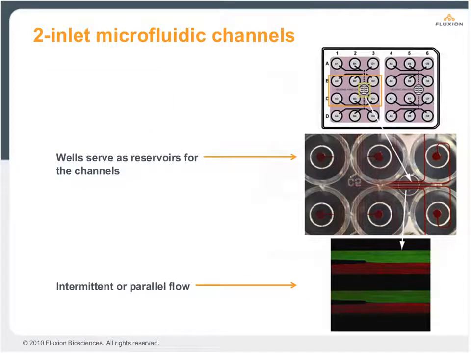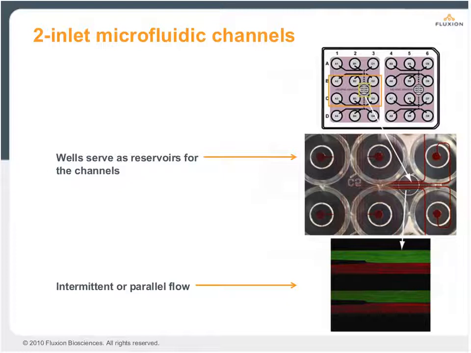Okay, back to the 24-well device. Flow can either be controlled from intermittent inlet wells, meaning flow from one inlet or the other, in which case you might want to switch from a buffer to a compound or something like that, or 2 different nutrient conditions in the same experiment. Or the flow can be from parallel wells, meaning that the 2 inlets are running at the same time together.